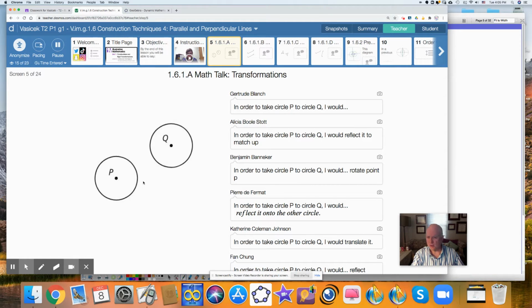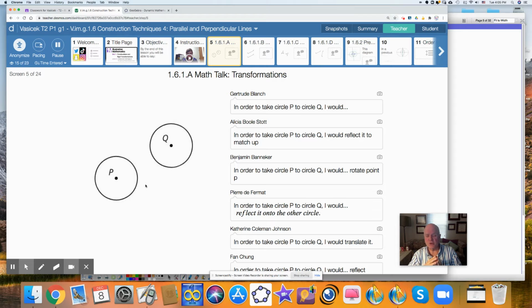These figures are congruent. You're supposed to tell which transformation would map the pre-image onto the image. And there are 3 primary transformations that are rigid motion transformations. There's a 4th one, which is like a dilation, getting bigger and smaller. There's only 3 that move it.